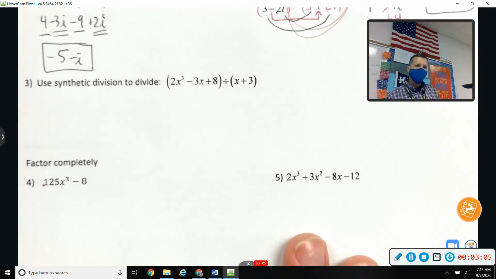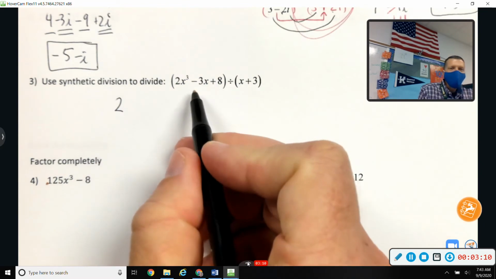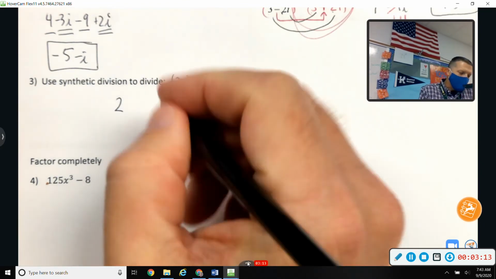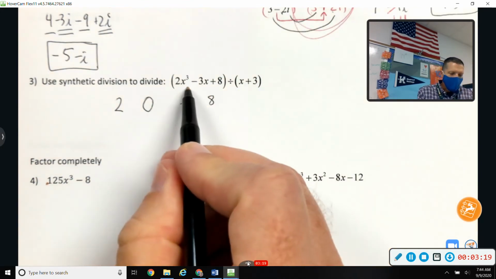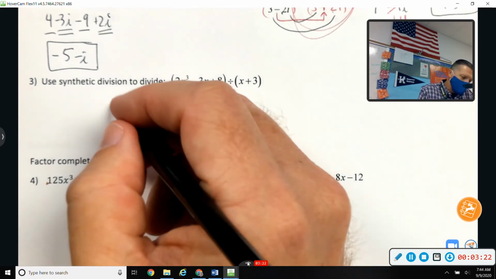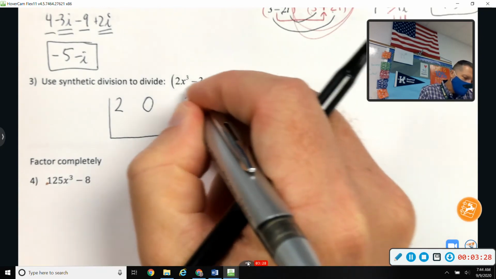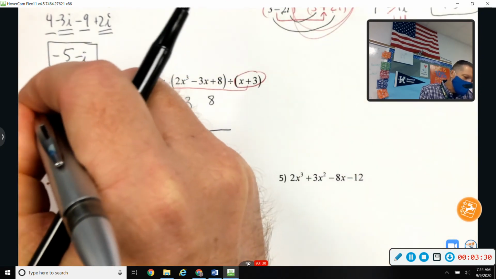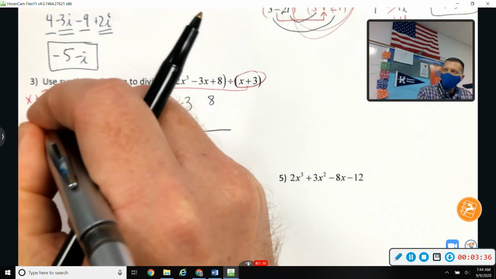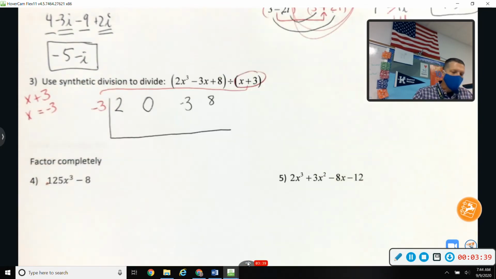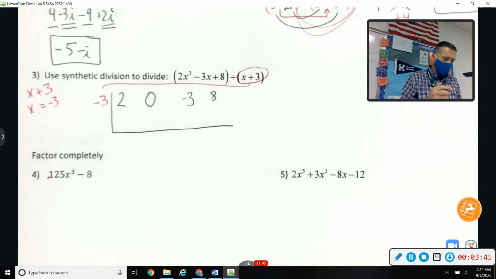Number 3, use synthetic division to divide. I almost messed this up making the key earlier. We're missing an x squared term, so don't forget to include a placeholder 0 to account for the 0x squared that's there. And then if we're dividing by x plus 3, you can think the difference between factors and zeros or factors and roots. So if x plus 3 is a factor, then x equals negative 3 is the potential root, I guess, because we don't know if this is a factor or not. So we'll divide with negative 3.